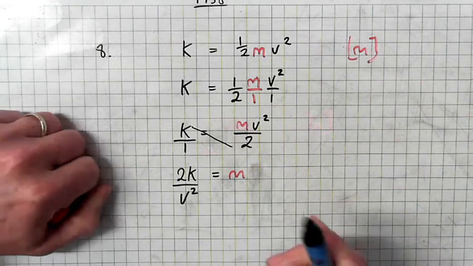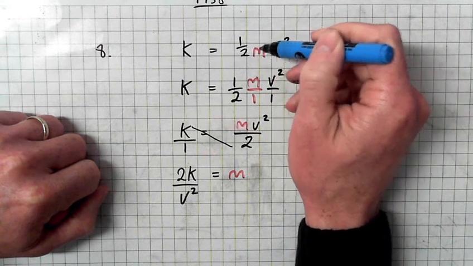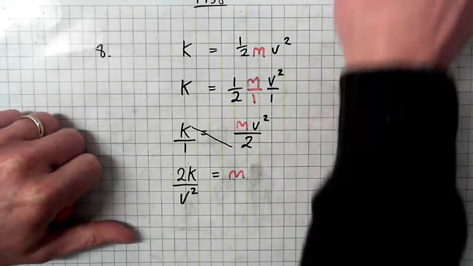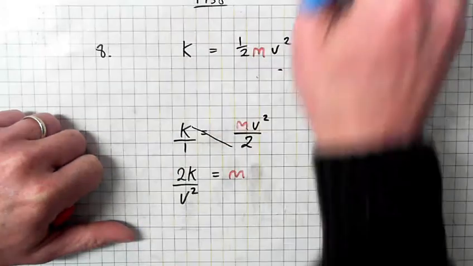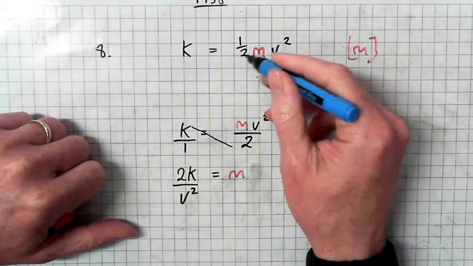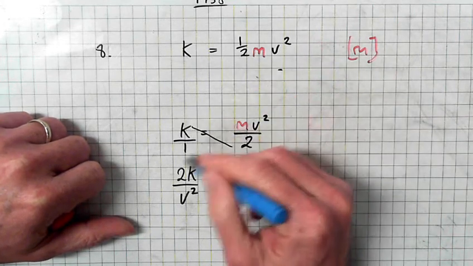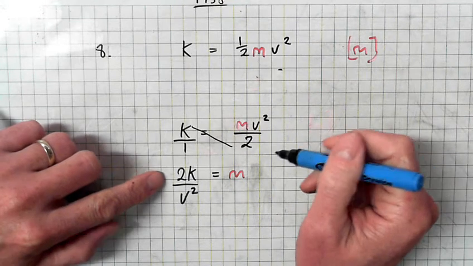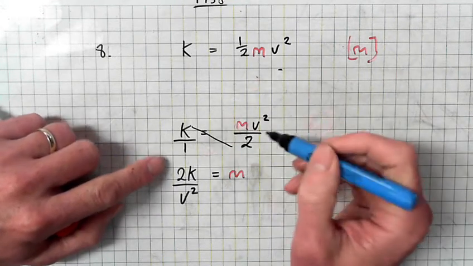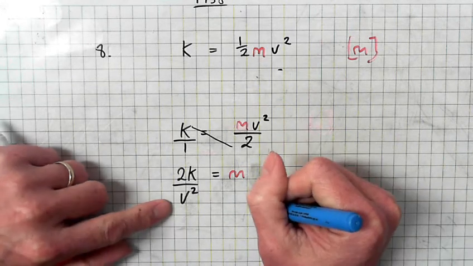Now, if you recognize straight away that the half means that everything's going to be above the 2, and then k over 1, you can cross multiply to get rid of the fraction and skip this line altogether. The reason you cross multiply is to get rid of the fractions, and then divide both sides by v squared.